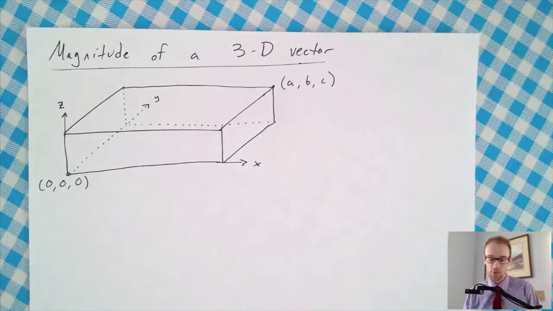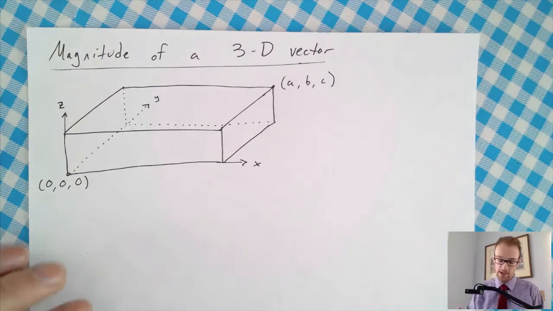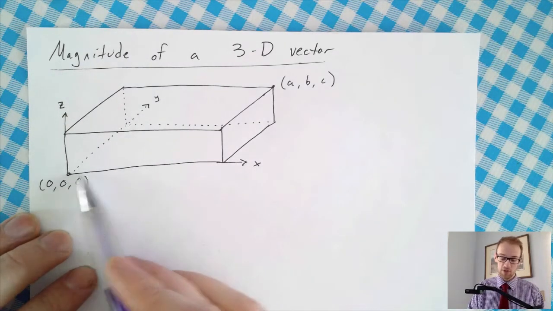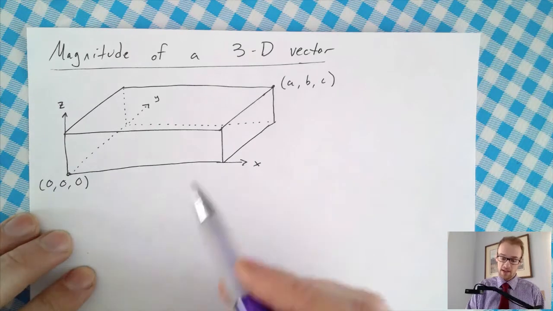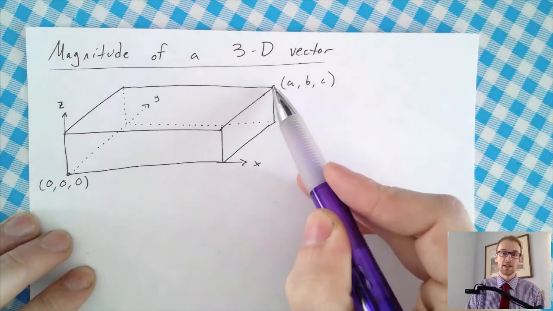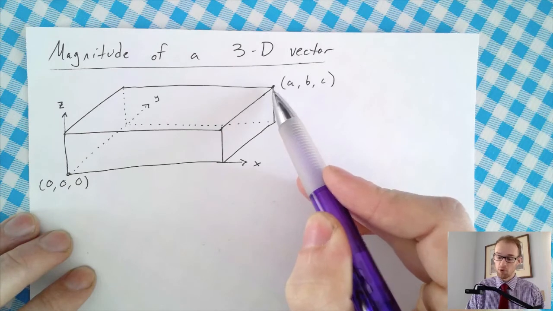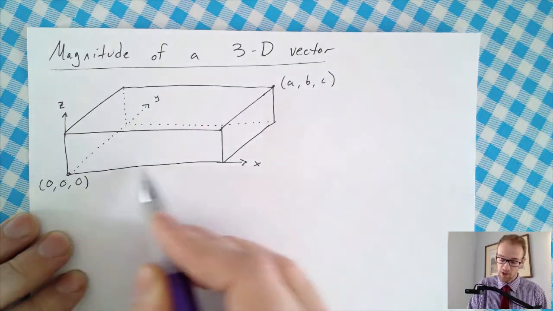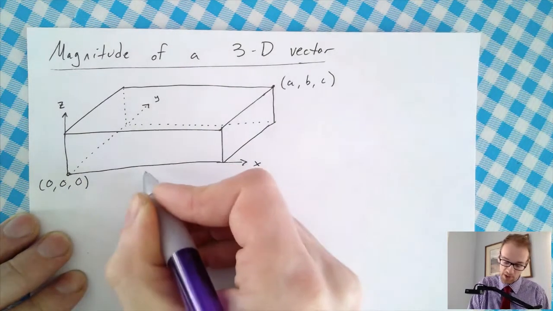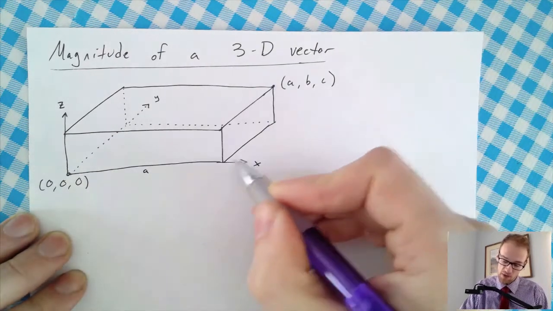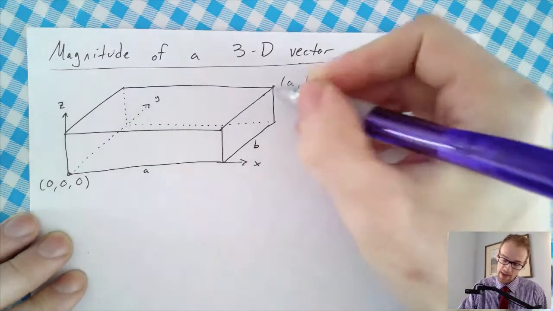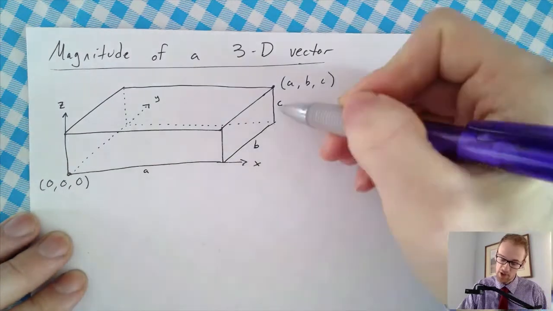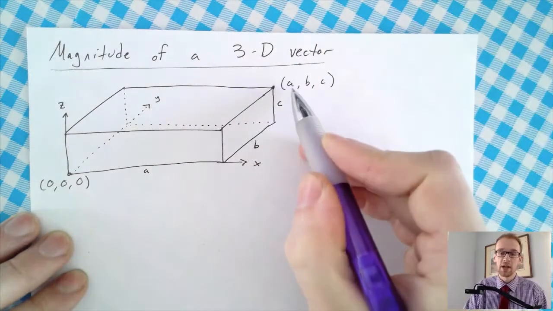Let's quickly come up with the formula for the magnitude of a 3D vector. Here I have drawn a box in 3D space. One corner of the box is at the origin of the x, y, and z axes, and the opposite corner of the box is at an arbitrary point, A, B, C. A is the x coordinate, how far away that point is in the x direction, so I'll label this edge of the box as A. In the y direction, it's gone B, and in the z direction, C. So A in the x direction, B in the y direction, and C in the z direction gets me to this point, A, B, C.